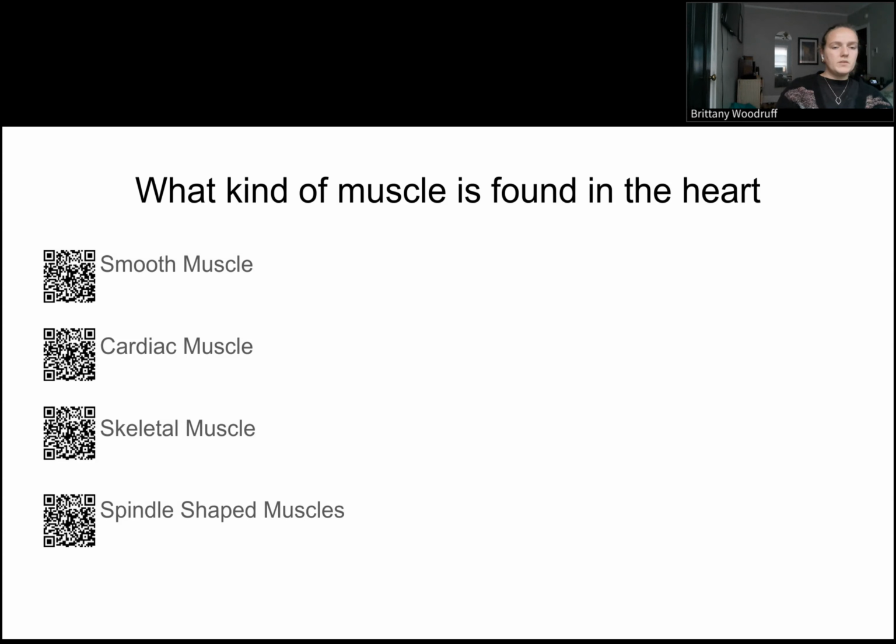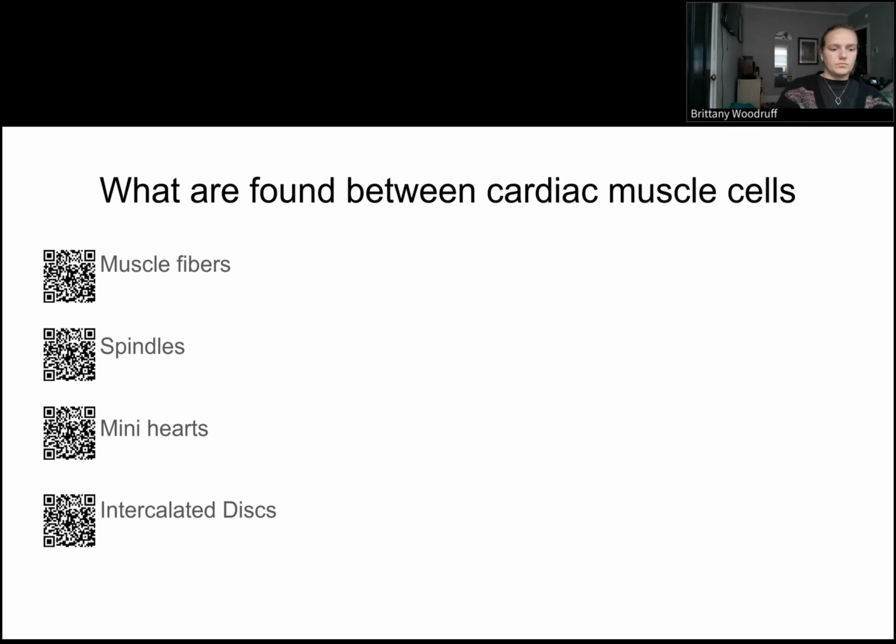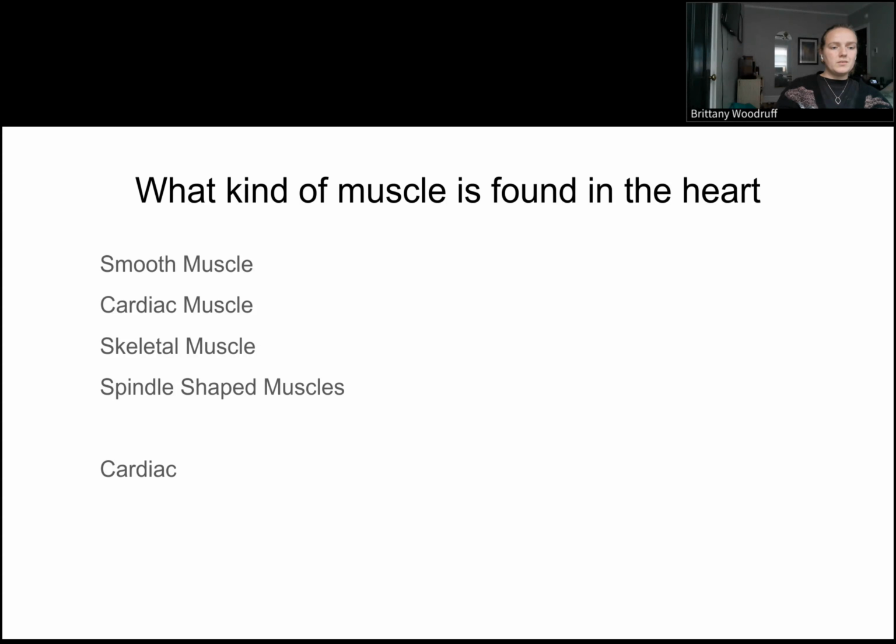Yeah, cardiac muscle is going to be found in the heart. Cardiac means heart. Spindle-shaped muscles, that's just another word for the smooth muscles. So smooth muscles have that spindle appearance.